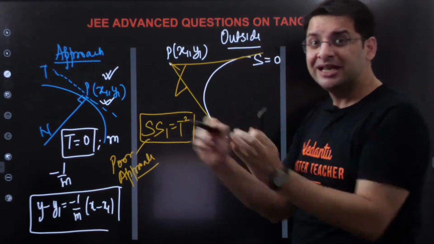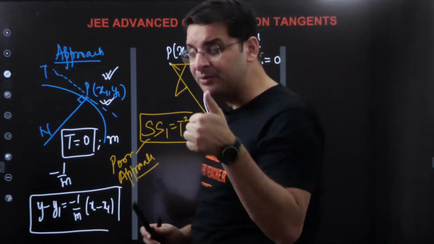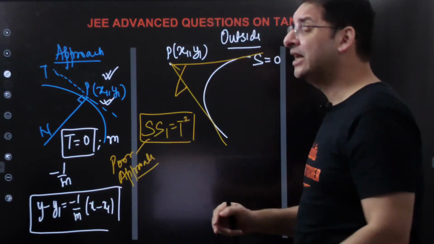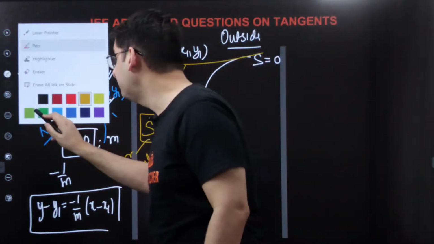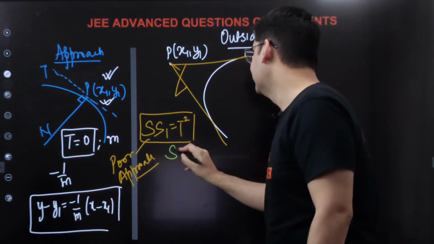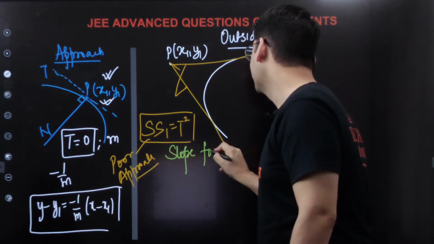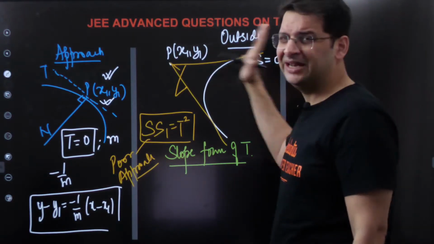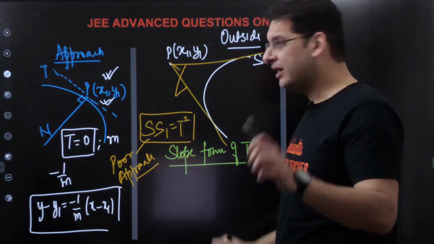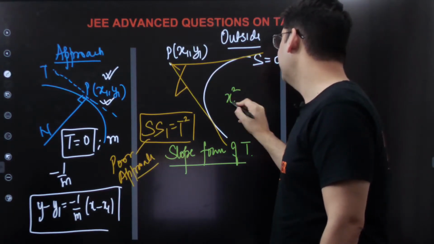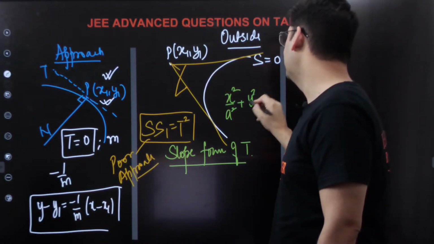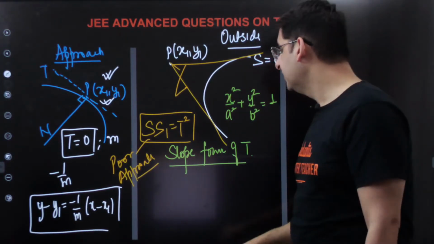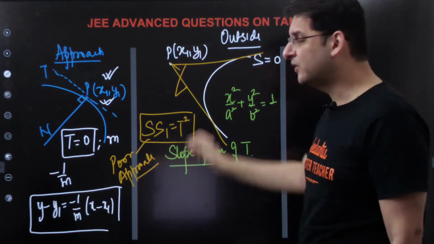So if there is an outside point, if it is a parabola or ellipse or hyperbola, if the point lies outside, the only approach that you need to work on is the slope form of the tangent. For example, let's say this is an ellipse, x square by a square plus y square by b square is equal to 1. And there is a point which lies outside, x1, y1, let's say.